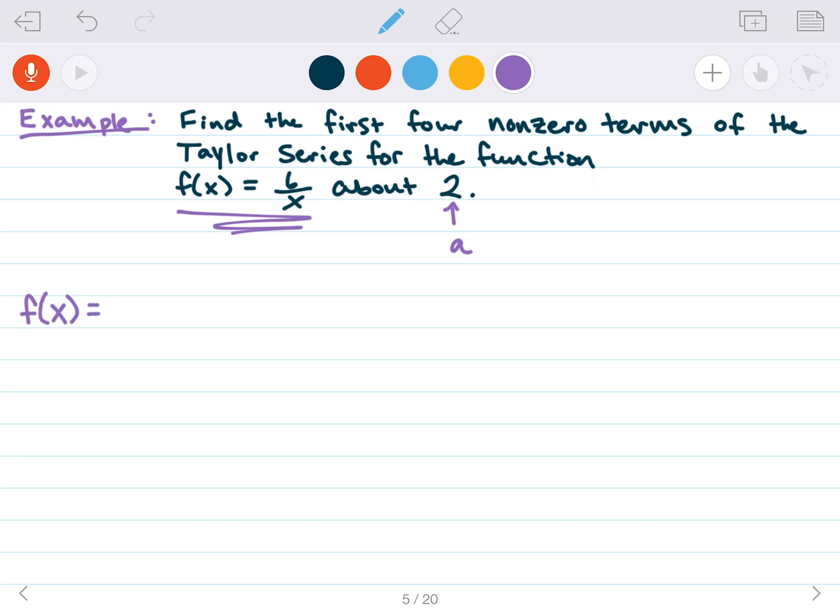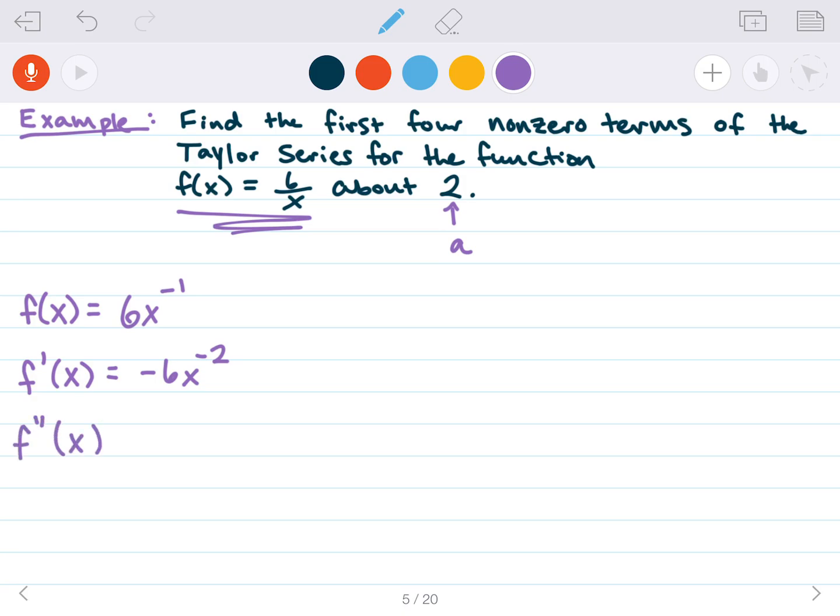First we have f of x, and that's 6 over x, which I'm going to write as 6x to the negative 1 to make it easier to take derivatives. I want to find the first 4 terms, so I'm now going to do f prime of x. That's going to be our second term when we plug our center in and attach the rest of the terms for the Taylor series. So f prime of x, if I take the derivative of 6x to the minus 1, I get negative 6x to the negative 2.